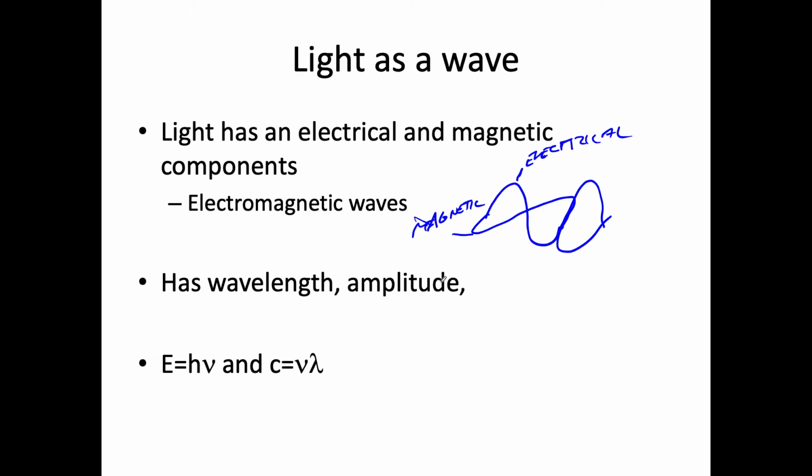So we've got both. And a wave has wavelength and amplitude. So let me look at this drawing of a wave. Just look at one side. From here, this is 0 to the highest point is the amplitude. Wavelength is from peak to peak.